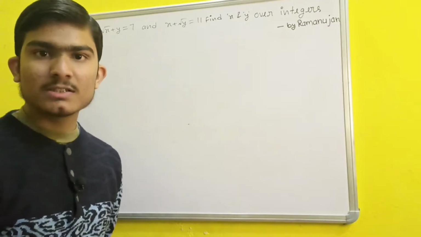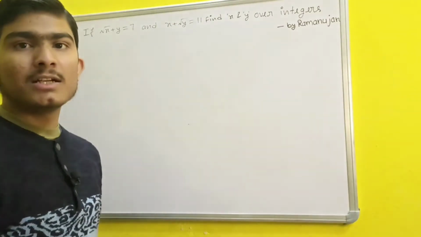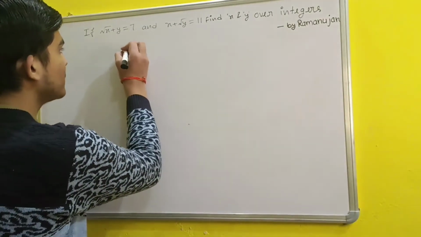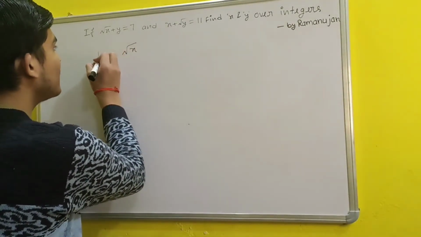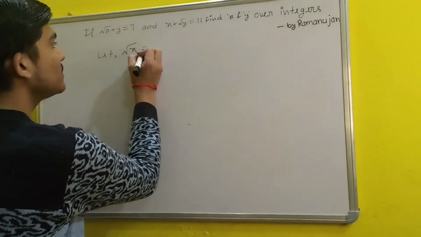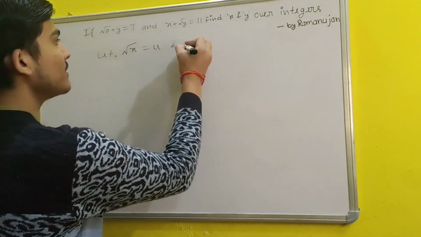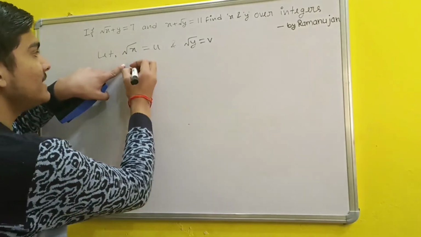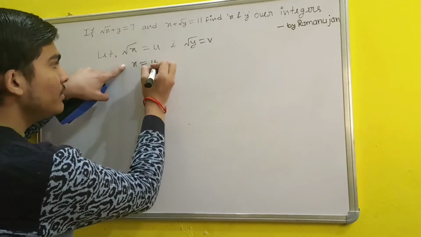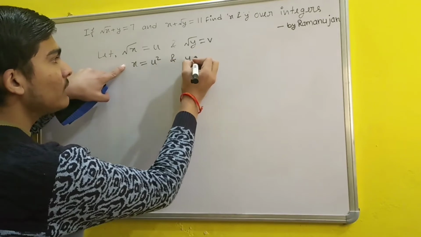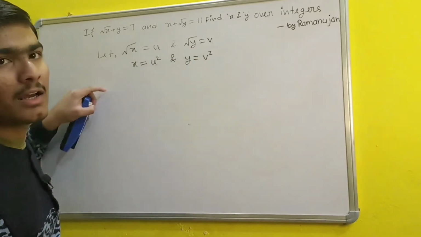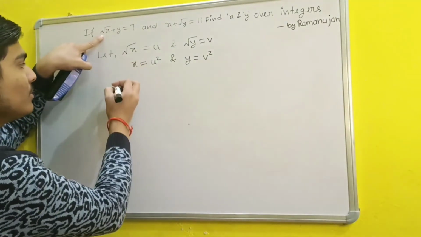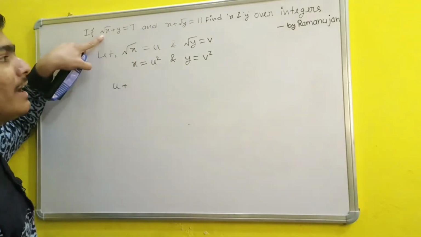To avoid square roots, we can assume square root x to be another variable u. Let square root x equal u and square root of y equal v. By this we can see that x equals u square and y equals v square. Now we can put the values of square root x, which is u, and of y, v square.